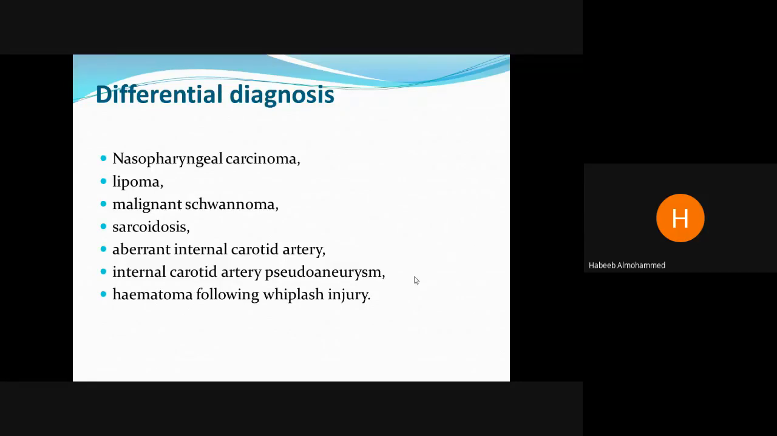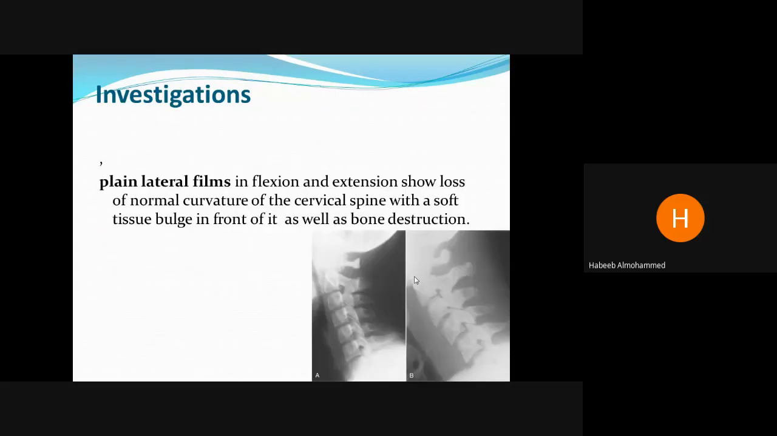An aberrant internal carotid artery mass may present as a pulsating mass. Imaging study with MRI angiography is helpful. Internal carotid artery aneurysm and hematoma also: imaging with MRI angiography is also helpful.